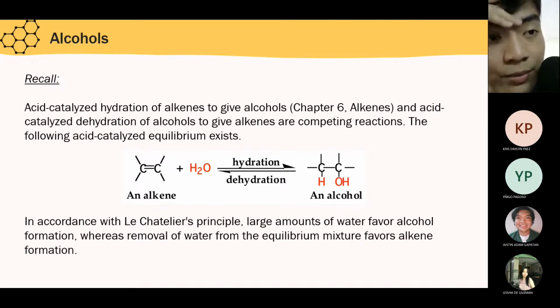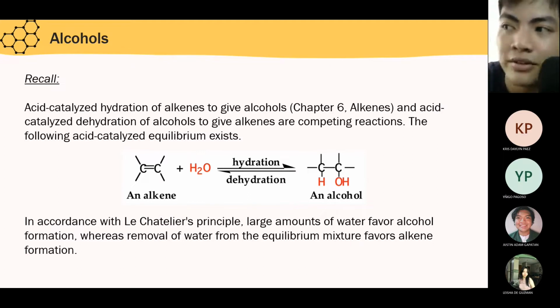Actually, that's a reversible reaction. So, ibig sabihin, by just changing your experiment setup, pwede mangyari yung isa or yung isa. Okay? So, for example, concentrated acid yung ginamit mo. Magpo-proceed yun to dehydration. Yung alcohol magiging alkene. Pag concentrated acid gamit mo.